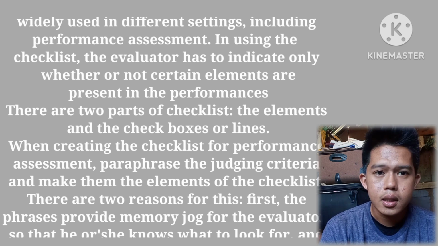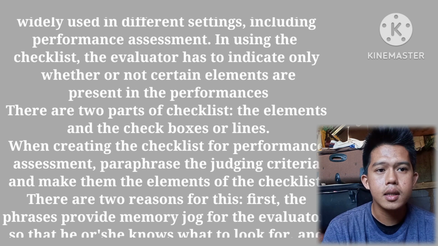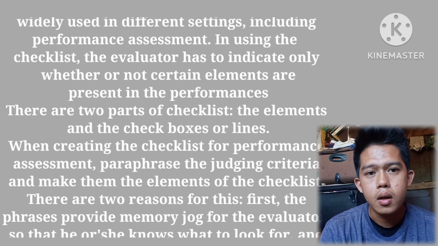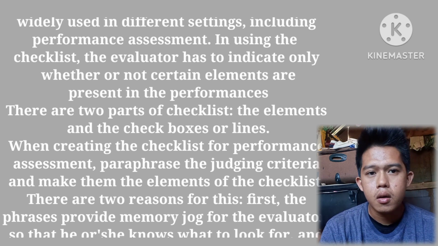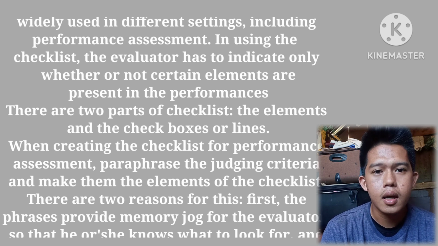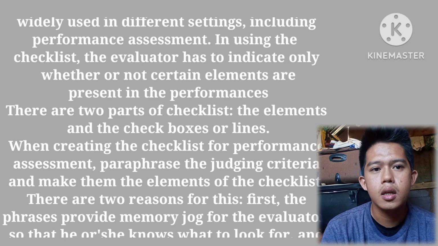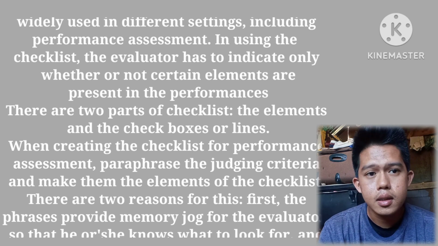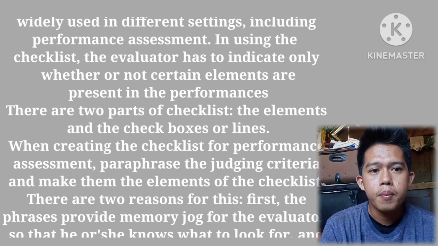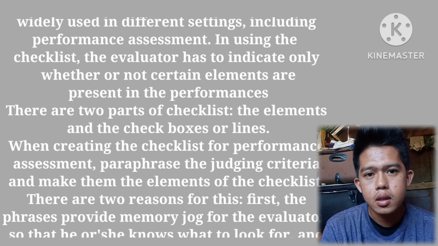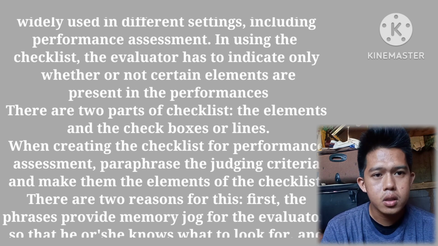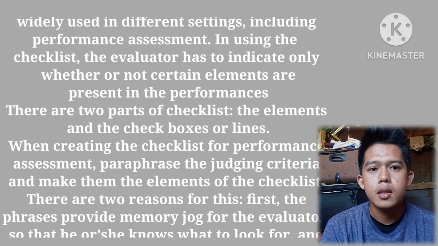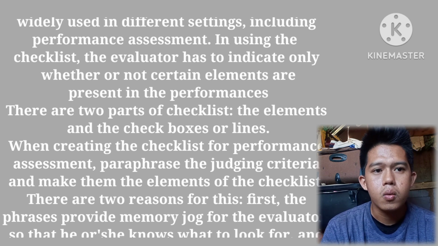In using the checklist, the evaluator has to indicate only whether or not certain elements are present in the performance. There are two parts of a checklist, the elements and the check boxes or lines. When creating the checklist for performance assessment, paraphrase the judging criteria and make them the elements of the checklist. There are two reasons for this. First, the phrases provide a memory jog for the evaluator so that he or she knows what to look for.